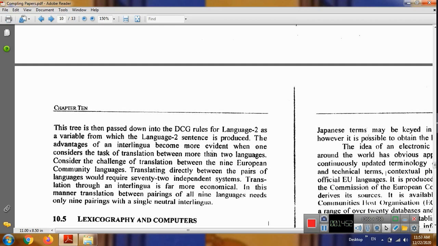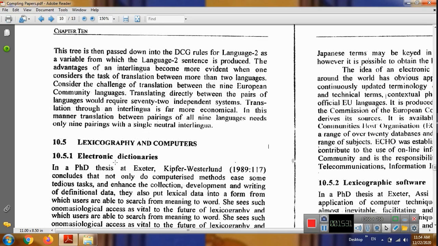The advantages of an interlingua become more evident when one considers the task of translation between more than two languages. Consider the challenge of translation between the nine European Community languages. Translating directly between pairs of languages would require 72 independent systems. Translation through an interlingua is far more economical. In this manner, translation between all nine languages needs only 9 pairings with a single neutral interlingua.